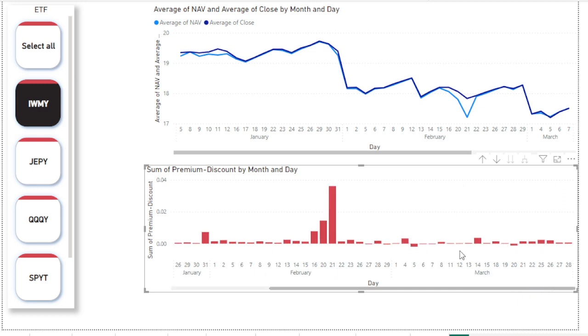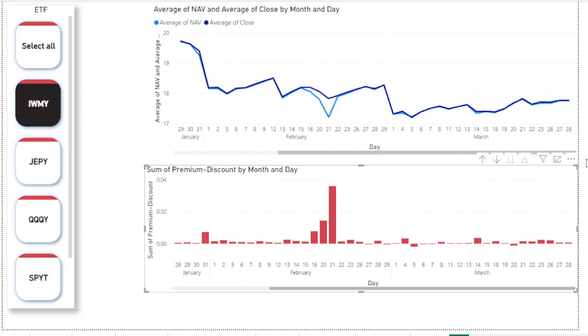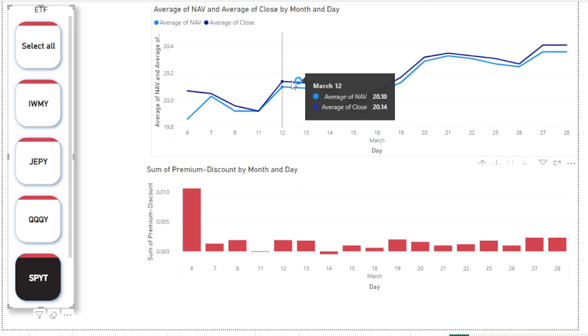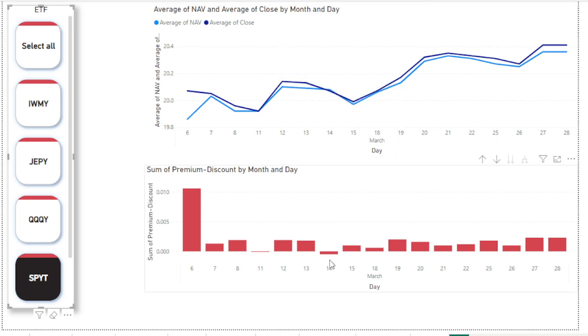And then if I scroll over, the good thing is that over time, the dramatic discounts and premiums aren't as volatile. So that could be a good thing heading into the future. And then let's take a look at SPYT just for fun to see if there are any discounts. Fortunately, not much of a discount. People are actually overpaying a little bit, but it's not too bad. Definitely in the beginning when people didn't know what they were doing, people overpaid, unfortunately.